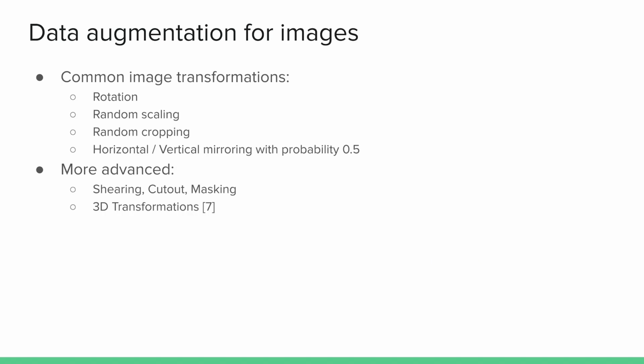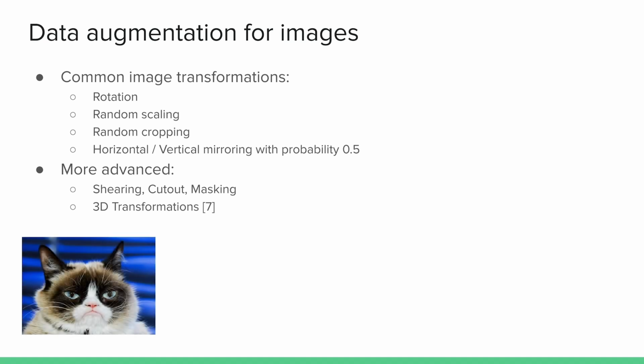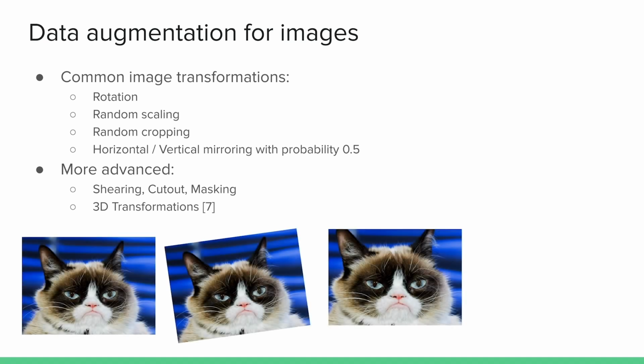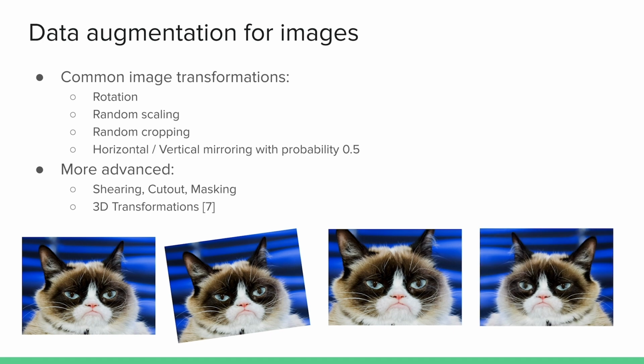The most common transformations for images are rotation, random scaling, where we kind of try to zoom in or zoom out of an image, random cropping, where we just cut off some parts, and of course mirroring. At least for cats, this works fine because a cat that you mirror horizontally is still a cat.